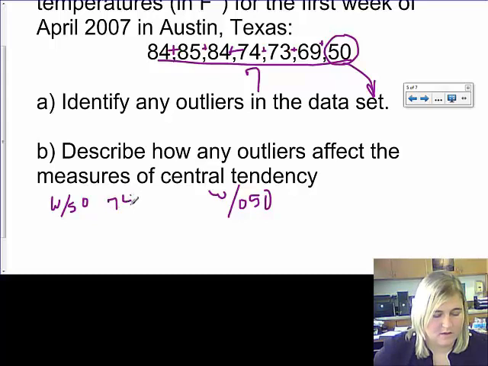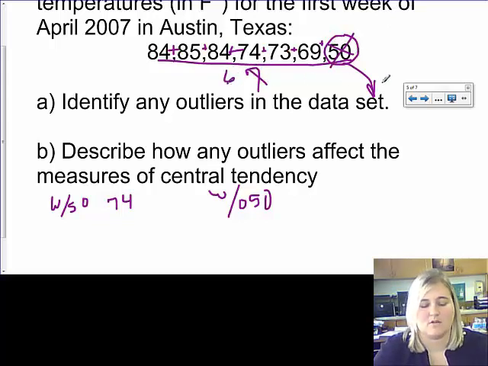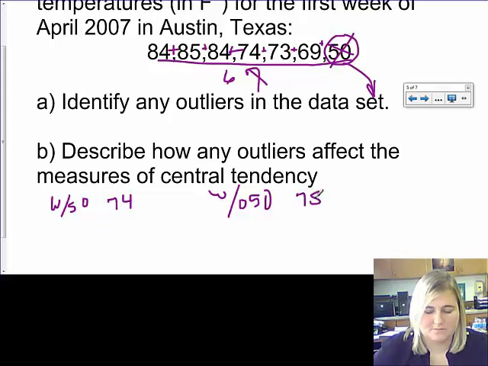Now, if we do it without 50, that's going to take that away, which is going to change our denominator to a 6, because there are only 6 numbers now. So, if I had that 519, I subtracted 50 from it, gives me 469, and I'm going to divide that by 6, which changes the mean to 78. So you can see that by taking out 50, it makes a pretty significant difference in the mean.